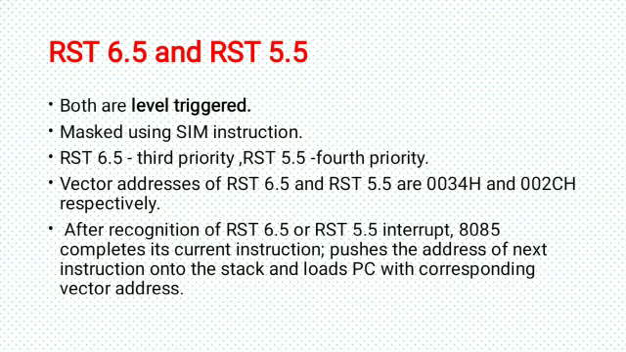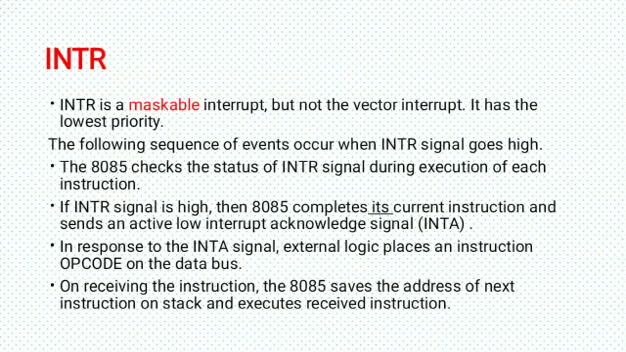The next ones are RST 6.5 and RST 5.5. These two interrupts are level triggered and are masked using the set interrupt mask instruction. RST 6.5 has the third priority and RST 5.5 has the fourth priority. The vector address for RST 6.5 is 0034H and the vector address for RST 5.5 is 002CH. After recognizing these two interrupts, the 8085 completes its current instruction, pushes the address of the next instruction onto the stack, and loads the program counter with the corresponding vector address.